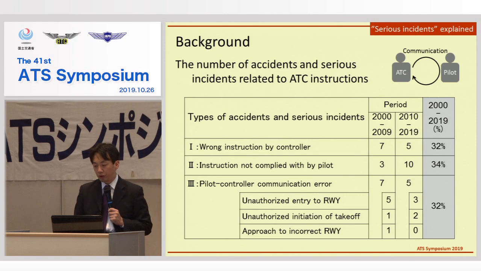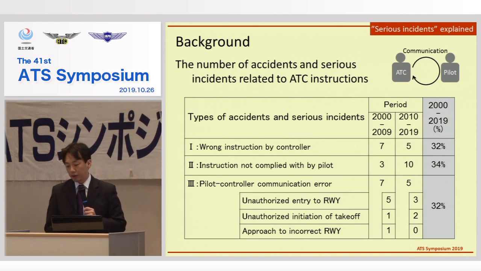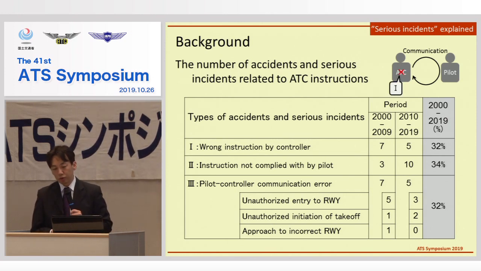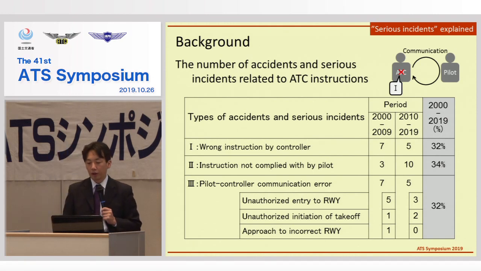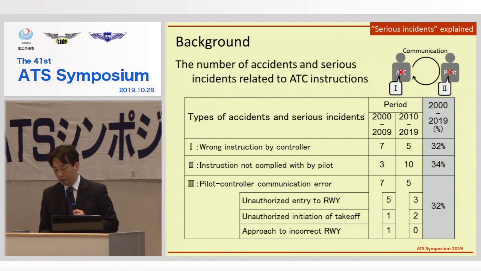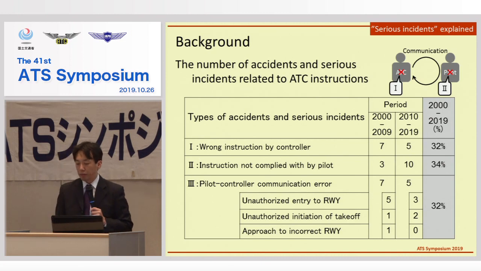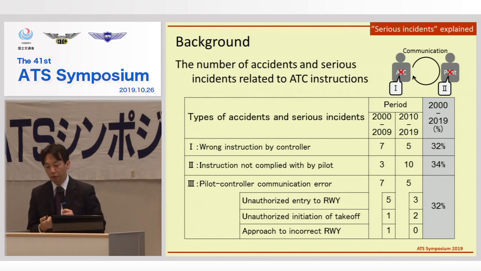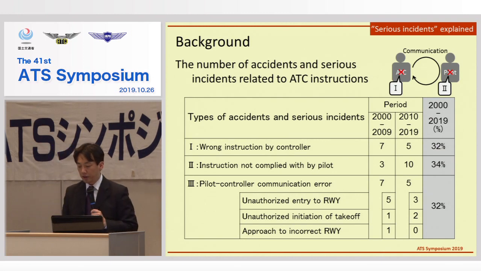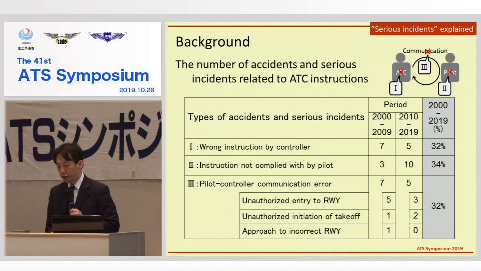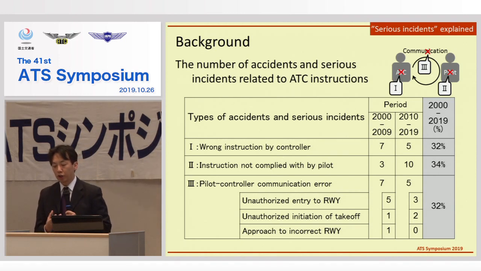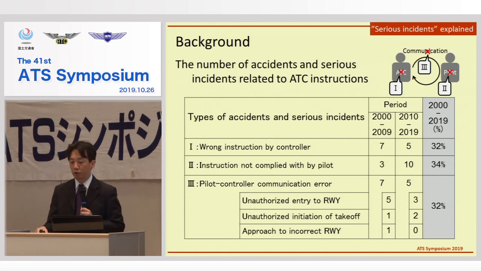The first category of the incidents is those caused by the controller's error: the controller issued a wrong instruction. The second one is those caused by the pilot's error: the pilot received a correct instruction correctly, but failed to comply with it. The last one, but not least, has something to do with communication: the controller issued a correct instruction, but the pilot did not receive it correctly.